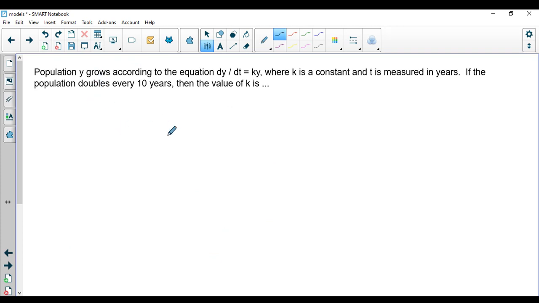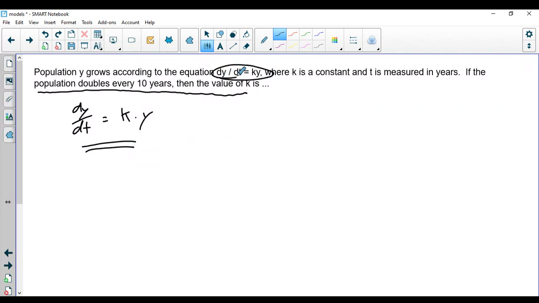It says population Y grows according to the equation dy/dt equals k times y, where k is a constant and t is measured now in years. It says if the population doubles every 10 years, then what's the value of k? This is obviously pretty important information, but if you just stop with what they're given, then you're not going to get very far.